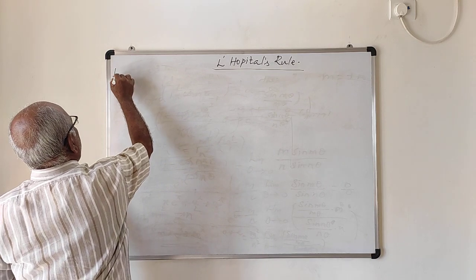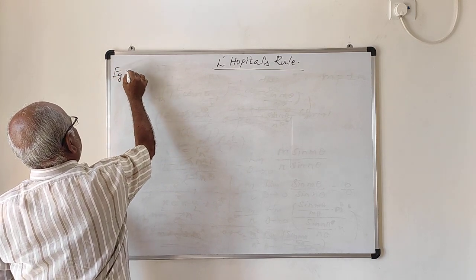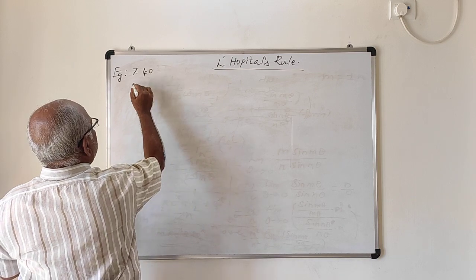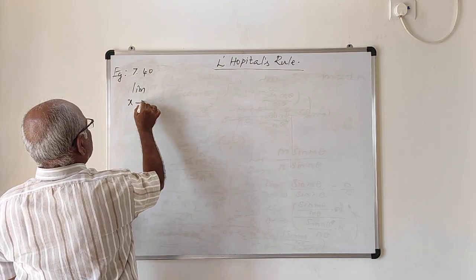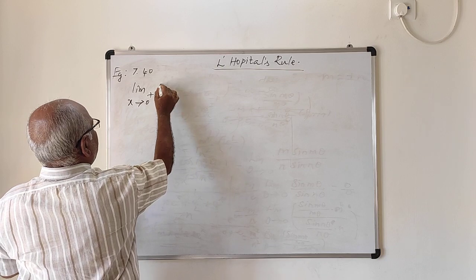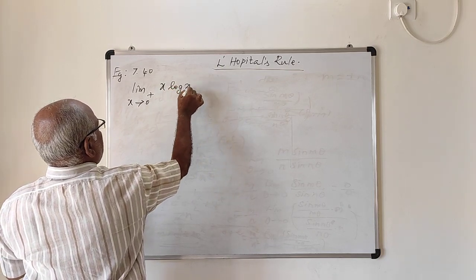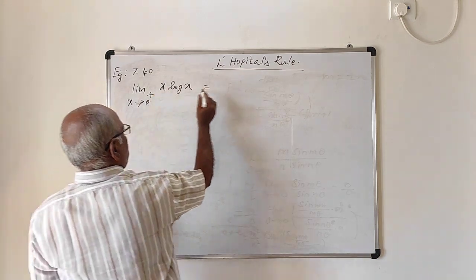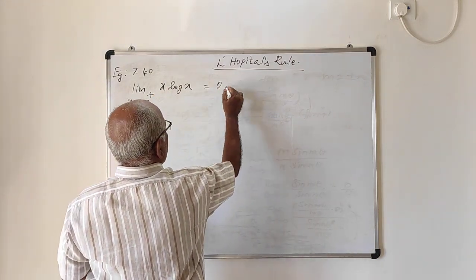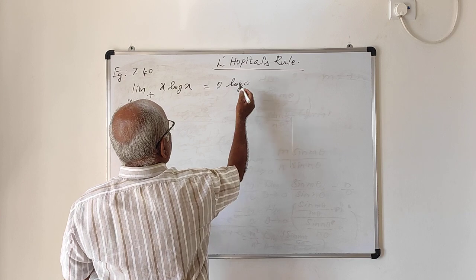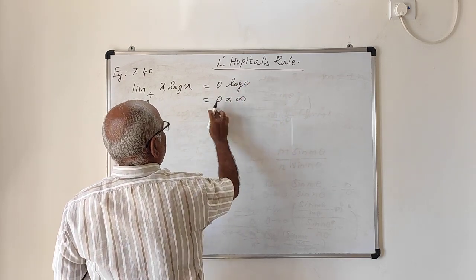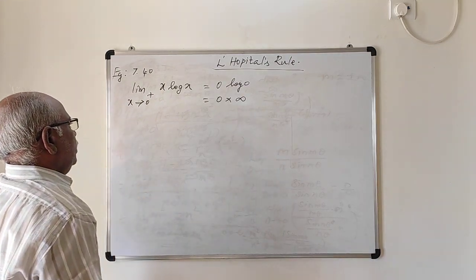Example 7.40, 7th chapter, 40th example. Evaluate the limit as x tends to 0 plus of x log x. If you apply the limit straight away, x tends to the positive side of 0, so x is 0 into log 0. Log 0 is infinity, so it is of the form 0 into infinity, an indeterminate form.